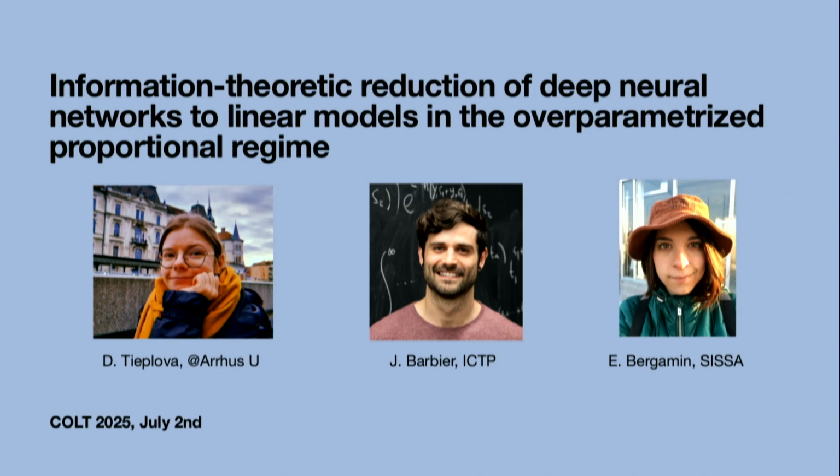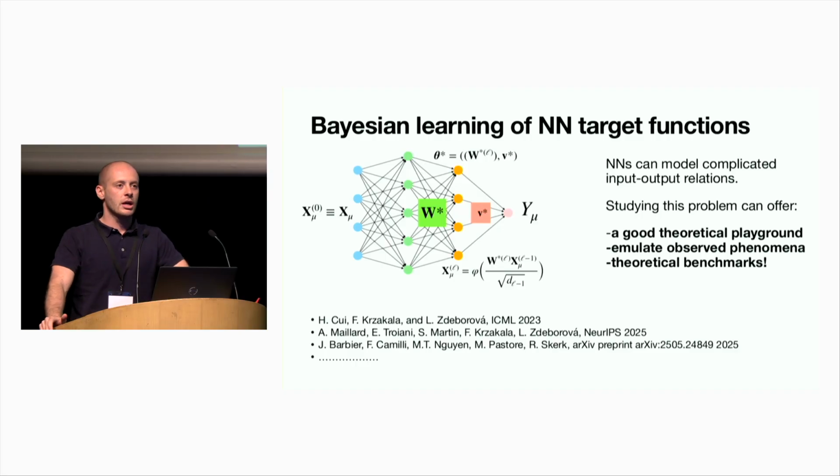The next presentation is by Francesco Camilli on information theoretic reduction of deep neural networks to linear models in the over-parameterized proportional regime. Thanks a lot for the introduction. This is a joint work with Dr. Tieplova, Barbier, and Bergamin.